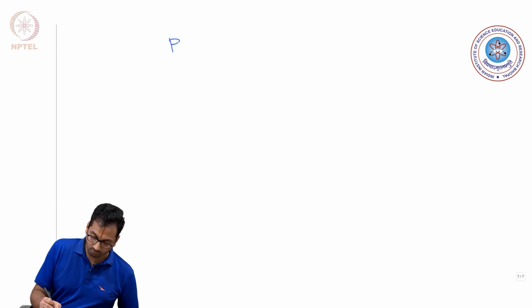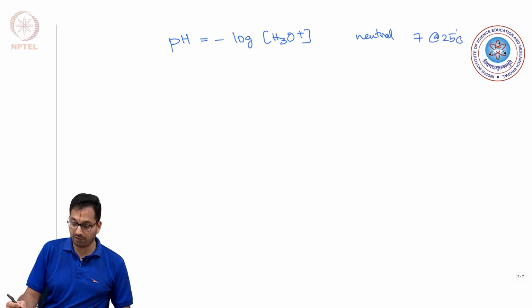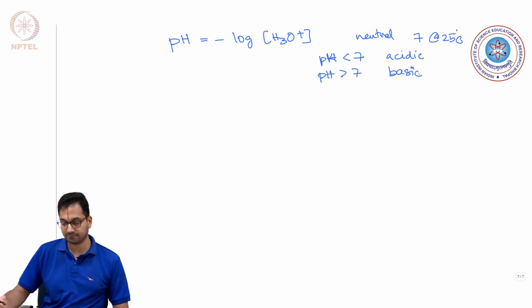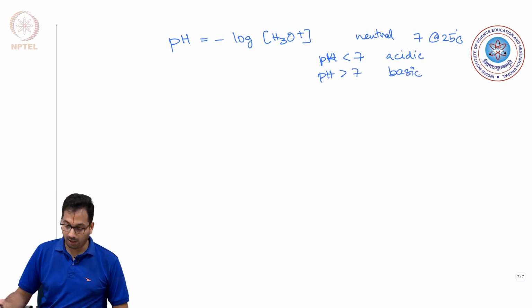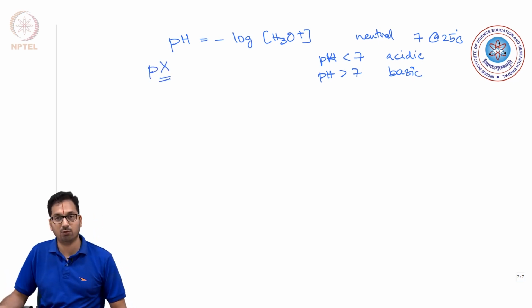I hope I have made you understand what the pH scale is. Basically it is minus log of H3O plus. We tend to say the pH of neutral water is 7 at 25 degrees Celsius. If you have a pH less than 7, you call it acidic, and a pH greater than 7, you call it basic. Similar would be the definition of Px, where x is any solute that you would like to quantify.